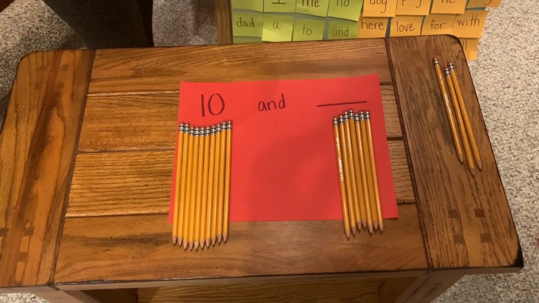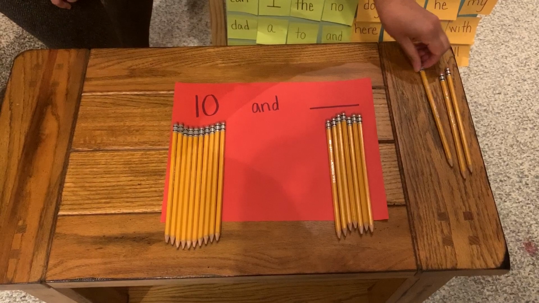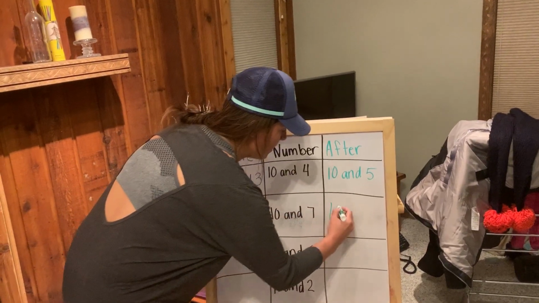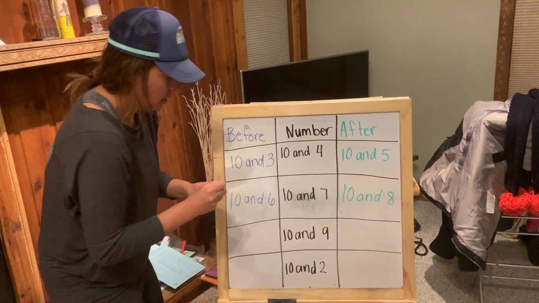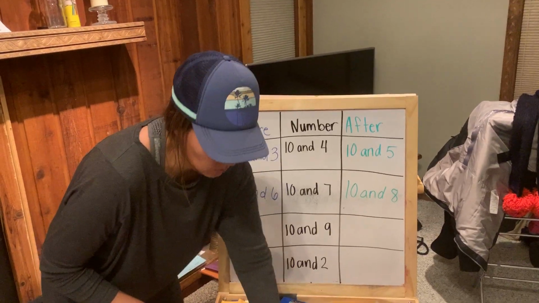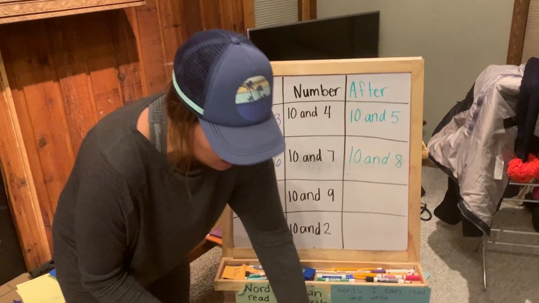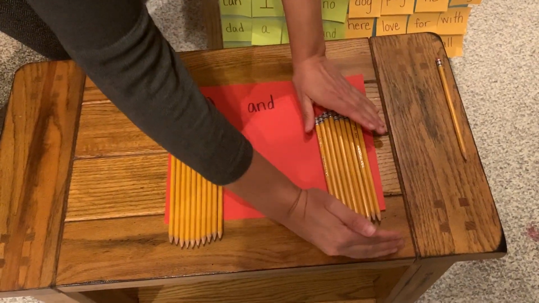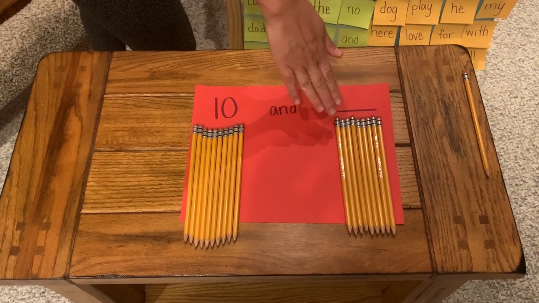And my next question is, what number comes after 7? I know if I add on 1 more, after 7 comes the number 8. So I need to do 10 and 8. All right, my next one I know is going to be 10 and 9. And I know if I have 10 and 10, if I leave 1 there, that gives me 9. So I'm going to think about that. I have my 10, I have my 9.